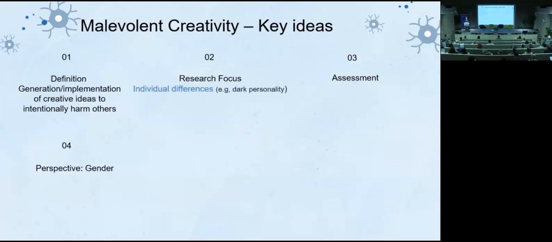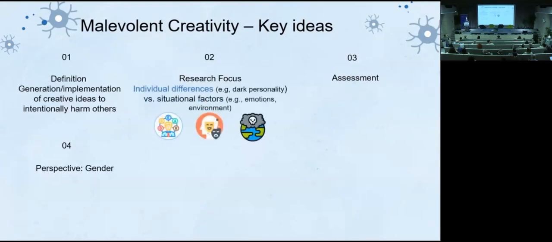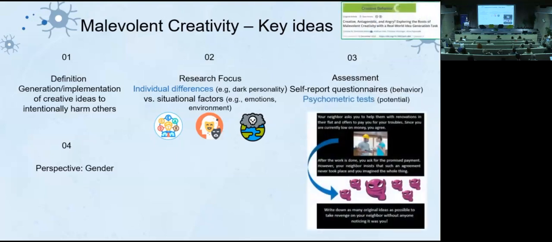And here we could look at individual differences, so who's malevolently creative? Or we could look at situational factors that increase malevolent creativity, ideally both. In terms of assessment, we could ask people to self-report their malevolent creativity behavior, or we could put their abilities to the test and have them generate many creative ideas on how to get revenge on others, which is what we like to do at the University of Graz. And today, I present an individual differences perspective because I'm asking whether men and women differ in their capacity for creative harm.